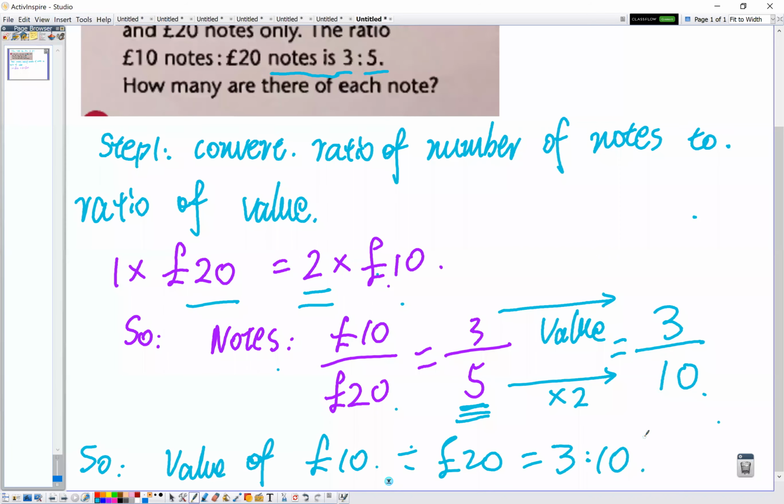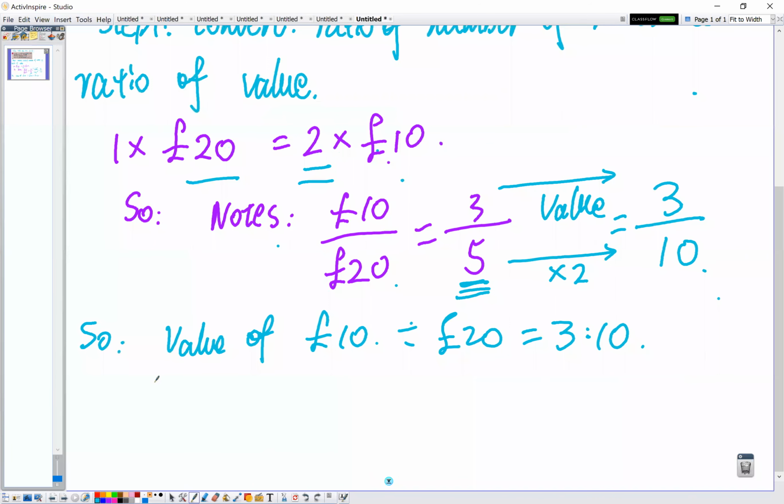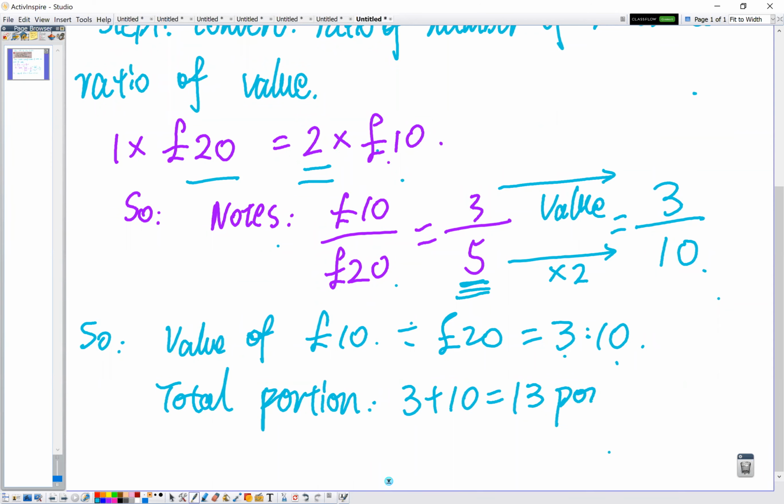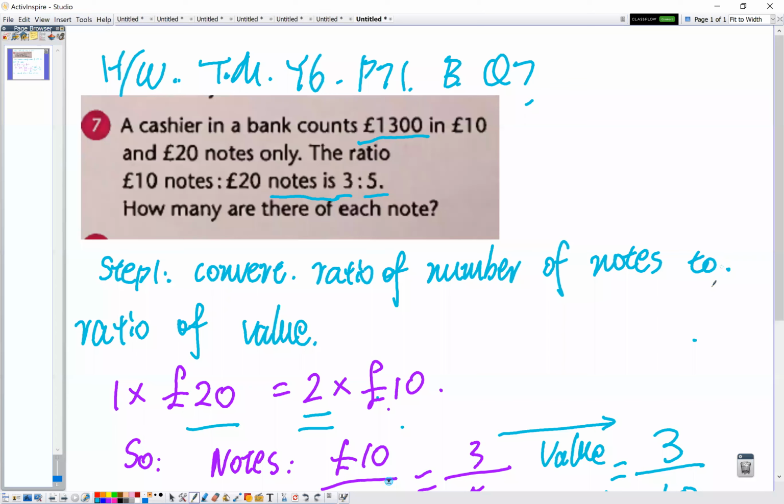So now we can find the total portions. The total portion, from 3 to 10, is 3 plus 10. It becomes 13 portions. 13 portions, how much money do we have at the beginning? How much money did we get at the very beginning?